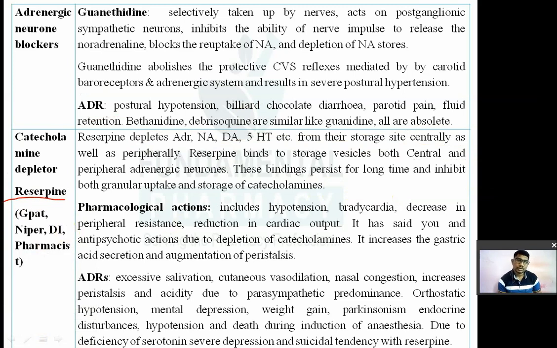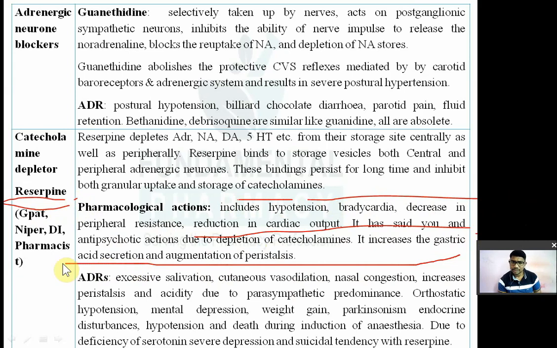So this is known as an anti-hypertensive drug. It is known as a पगले की दवा. So this reserpine is used in psychosis also. It is also used in hypertension. So pharmacological actions क्या है इसके? It causes hypotension, bradycardia, decrease in the peripheral resistance, reduction in the cardiac output. It also has antipsychotic action due to depletion of catecholamine. It increases the gastric acid secretion, serotonin, and augmentation of peristalsis. Means it will increase the peristalsis, it will increase the gastric acid secretion.